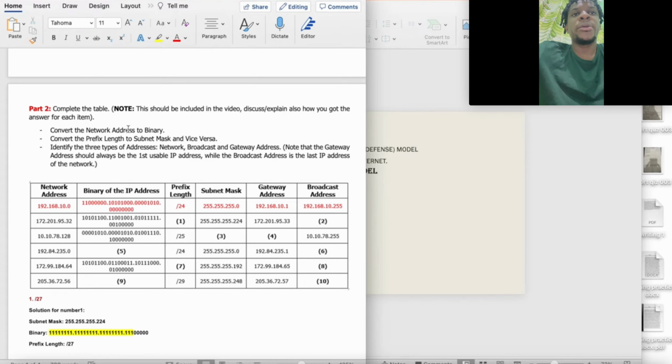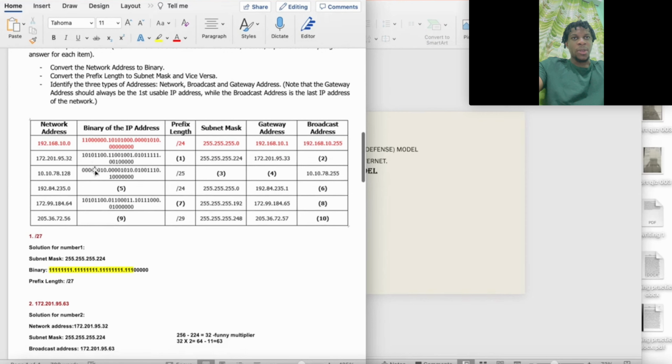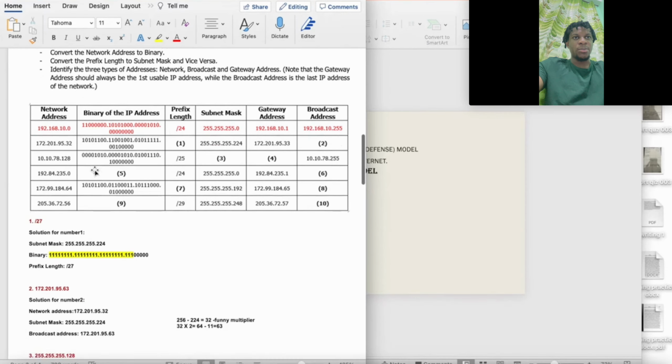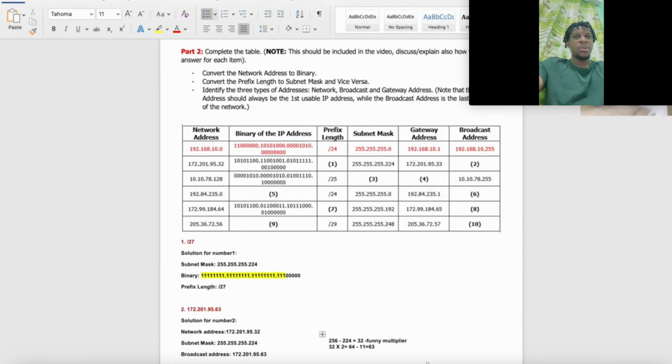Part 2 of the question. Complete the table. This should be included in the video. Discuss and explain also how you got the answers for each item. Convert the network address to binary. Convert the prefix length to subnet mask and vice versa. Identify the 3 types of addresses: network, broadcast, and gateway addresses. Note that the gateway address should always be the first usable IP address, while the broadcast address is the last usable IP address of the network.